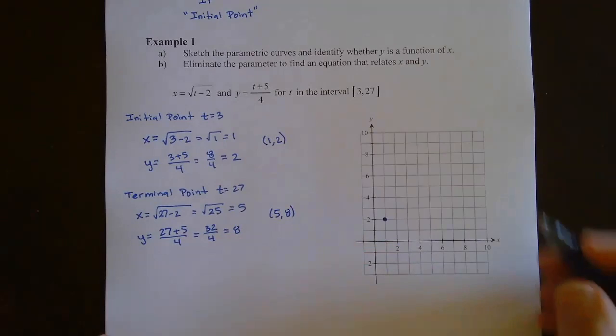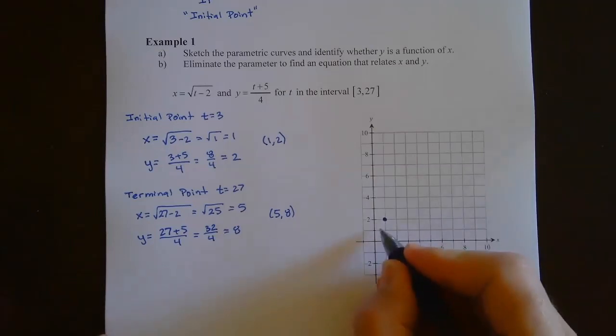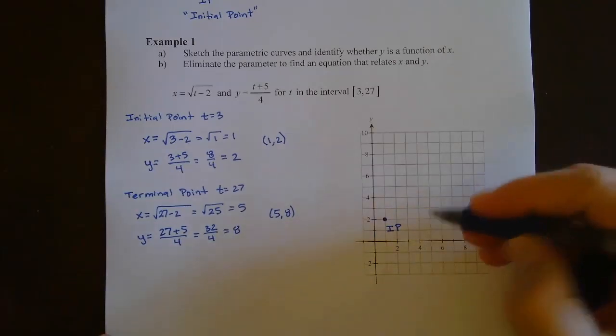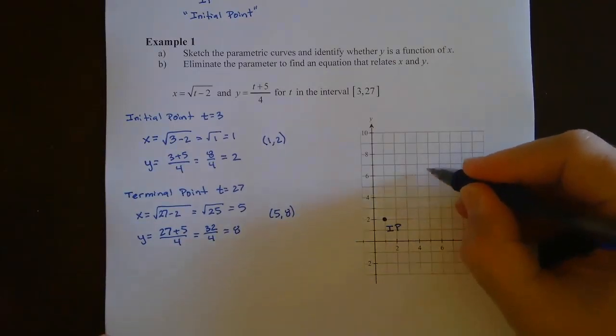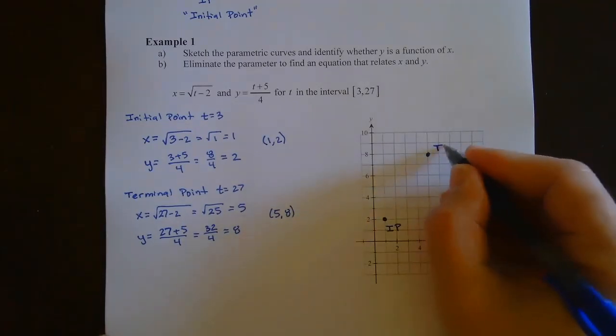Now the problem is, and let's go ahead and plot that, okay? Let me just go and do that before I talk anymore. Okay, so right here at 5 at the end, and I should write this. This is the initial point, IP. And then the terminal point is at 5, 8. So here's 5, and then 8 would be right here. And this would be the terminal point. This is where we end.